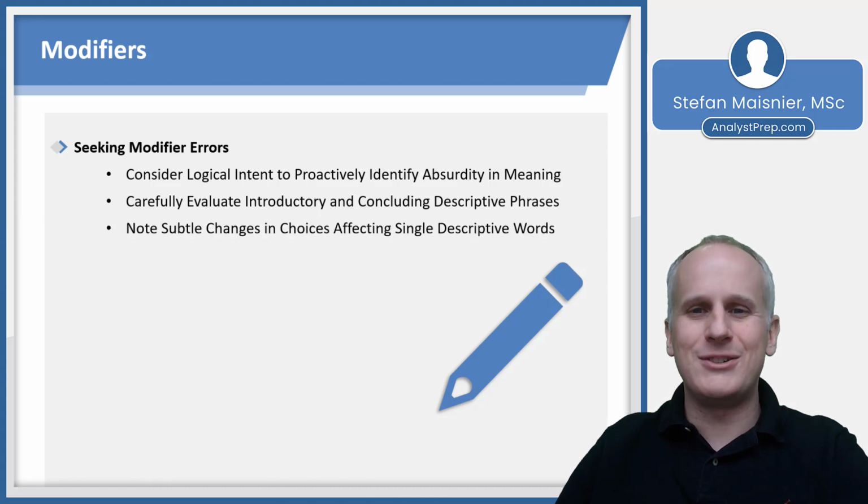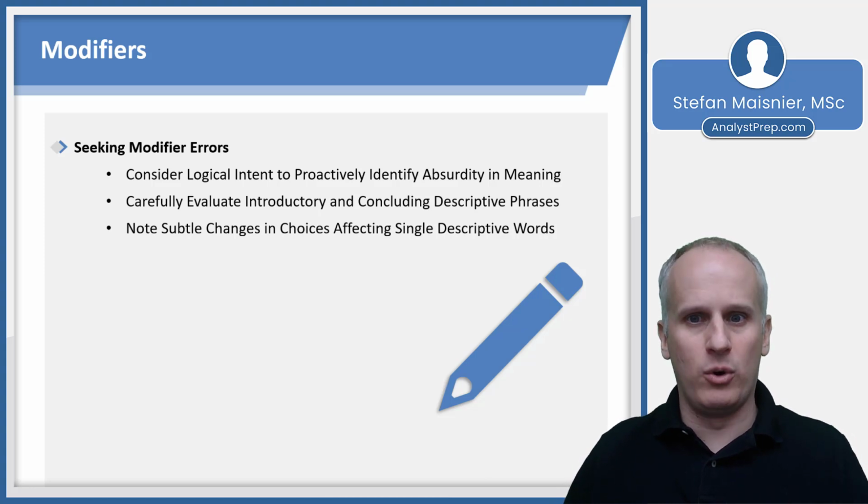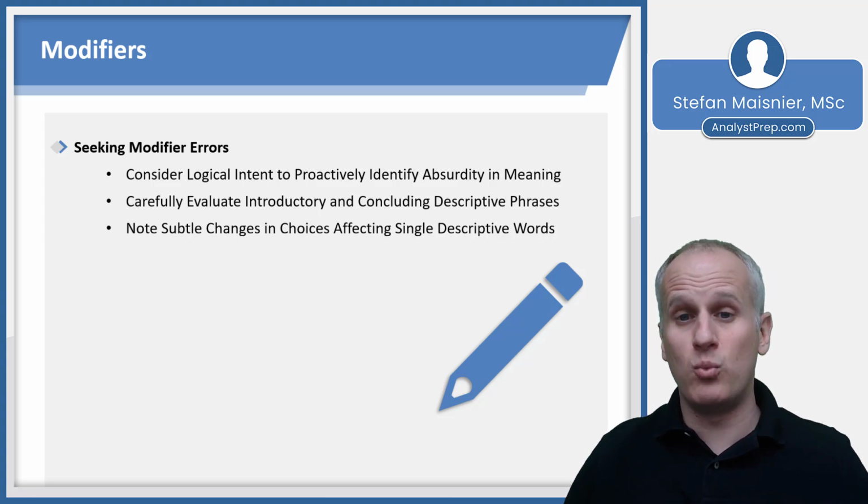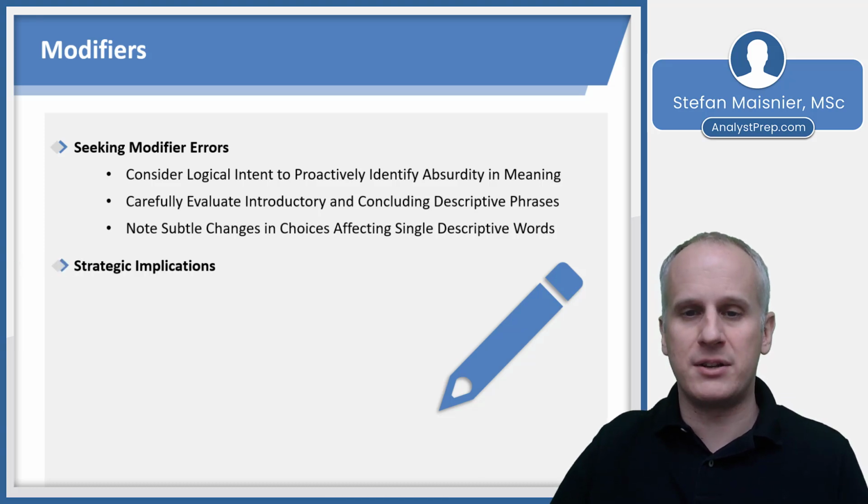You'll also want to be really attentive in noting subtle changes in the choices that are affecting single descriptive words. So that means there's one word that's changing, often from a more to a most, or a realist to real, and you're like, okay, that's going to change the meaning. And you've got to try to determine which is actually preferable based on the original.